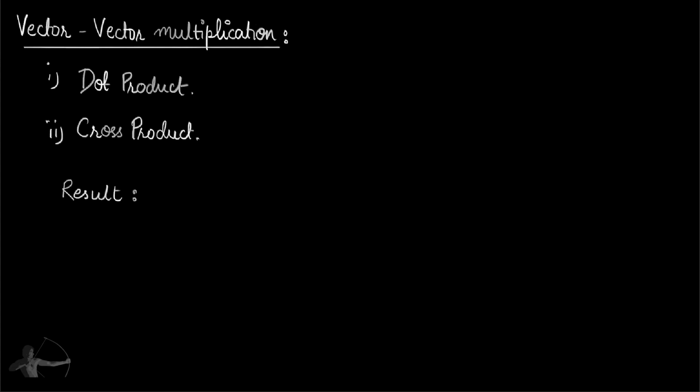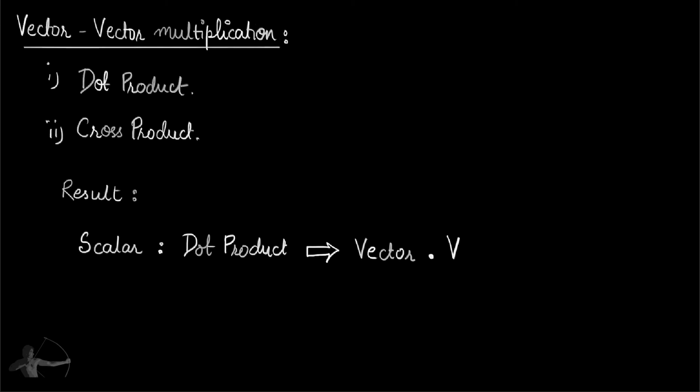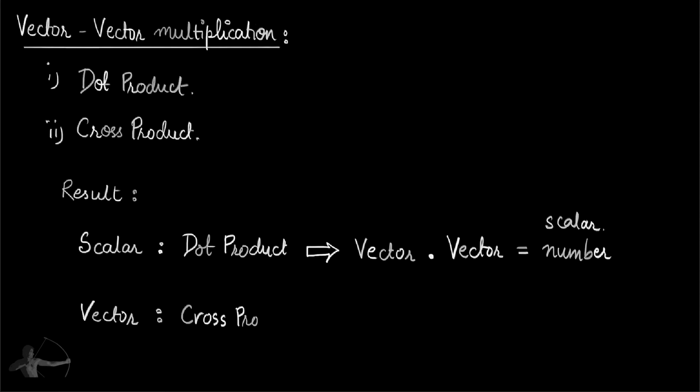If you are looking for a scalar result, if you are looking for a number as the result, then you will choose the dot product. What that means is vector dot vector is equal to a number, a scalar number. And if you are looking for a vector as a result, then you will choose the cross product. That means vector cross vector is equal to a new vector.